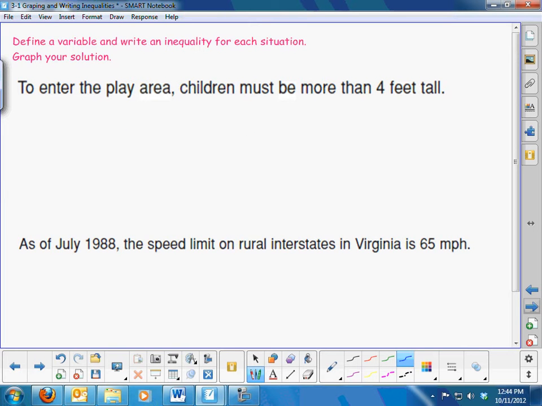We're going to read these word problems and then write our inequality and graph it. To enter the play area, children must be more than 4 feet tall. Children is my variable. Really it's their height, okay? Their height has to be more than 4 feet. So what inequality do I use to represent more than 4 feet? Greater than 4.